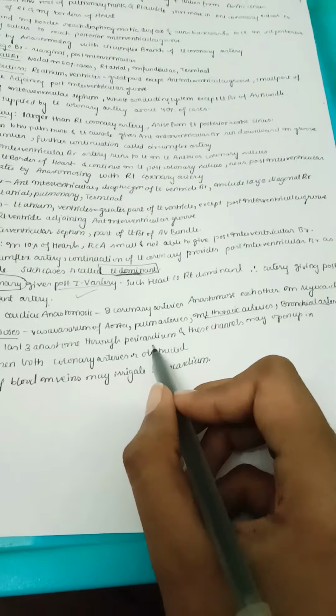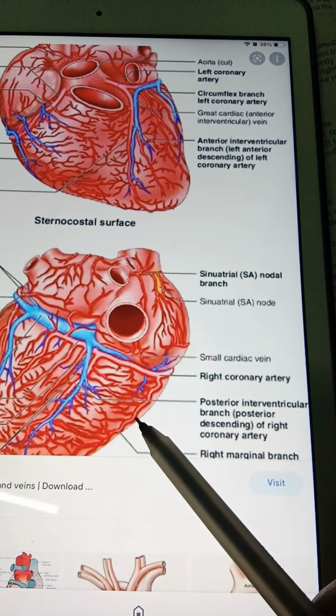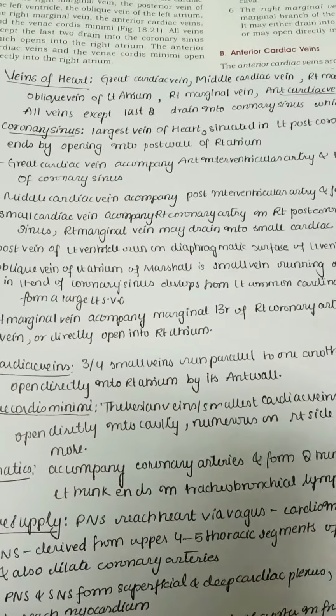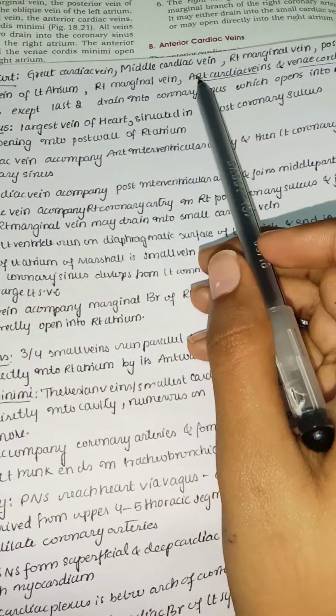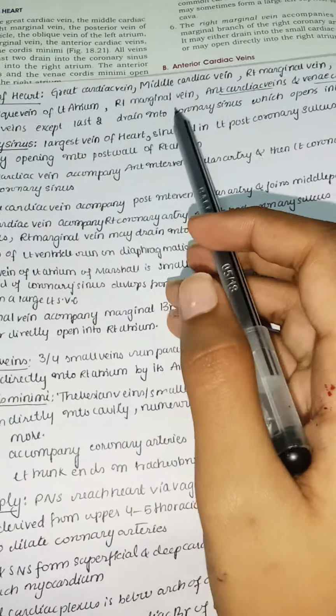This is the oblique vein of left atrium, you can see this is the oblique vein, and what I said before, the right marginal vein, it will be here, you can see the right marginal branch. So once you check out here the veins of the heart, you have mainly the great cardiac vein, middle cardiac vein, right marginal vein, posterior vein of left ventricle, oblique vein, right marginal vein.